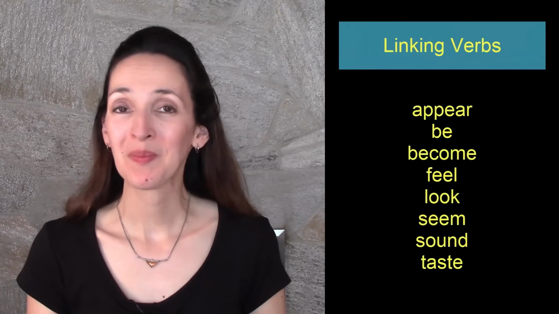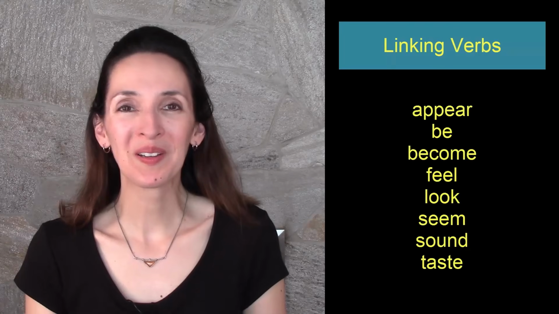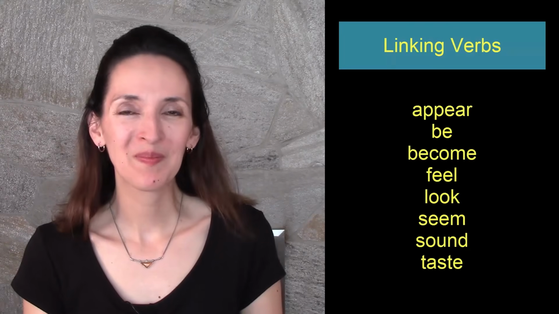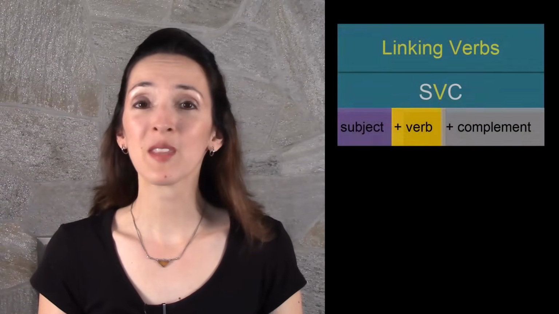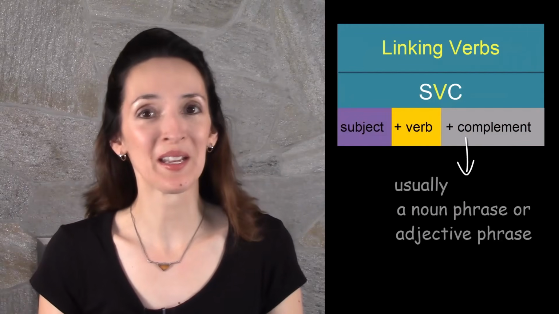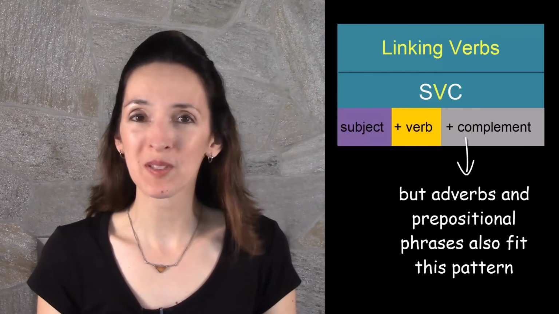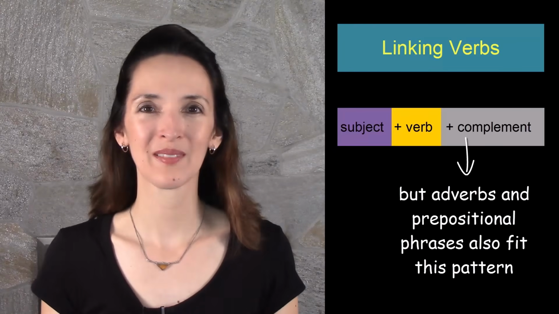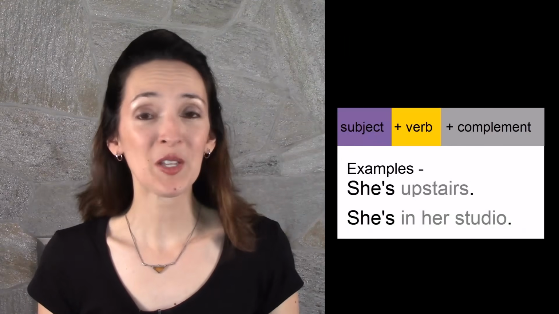Here's a list of common linking verbs: appear, be, become, feel, look, seem, sound, taste. There are a few others. After these linking verbs, you'll usually see a noun phrase or an adjective phrase. But adverbs and prepositional phrases can also fit this sentence pattern. She's upstairs. She's in her studio.